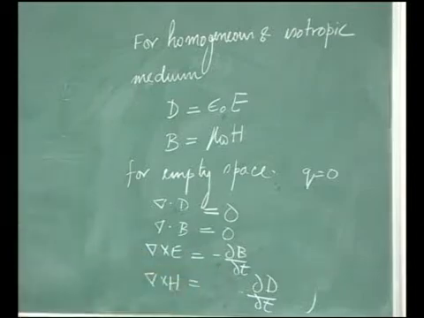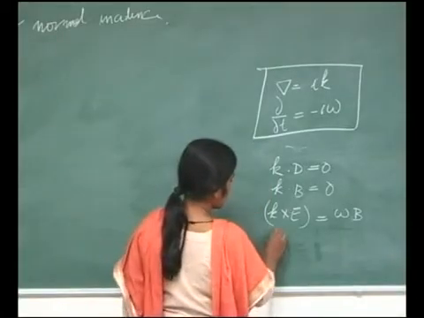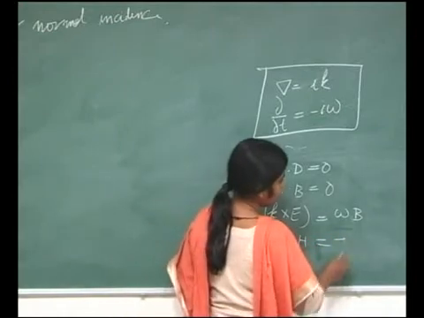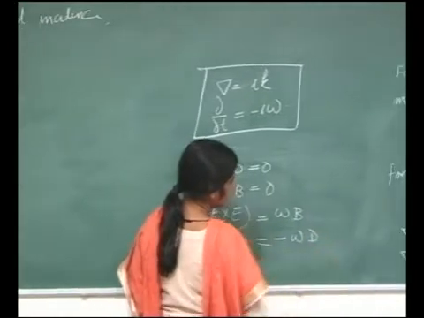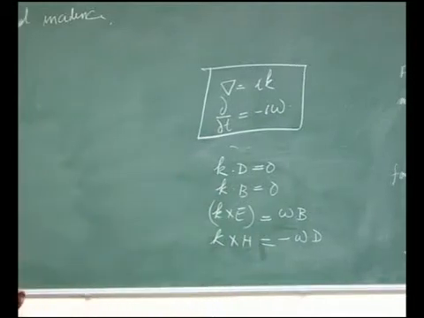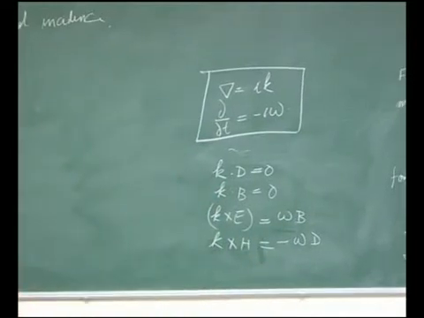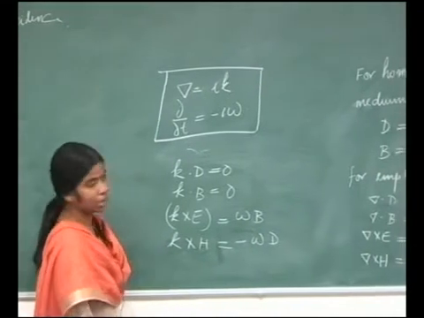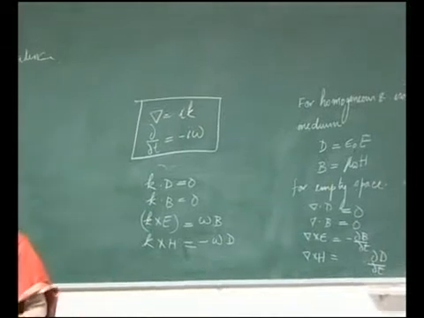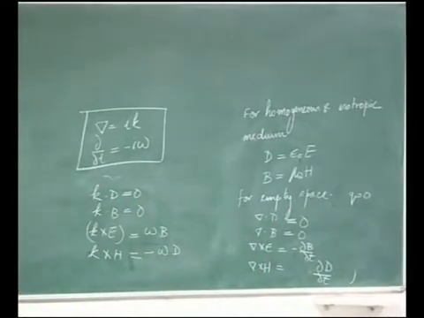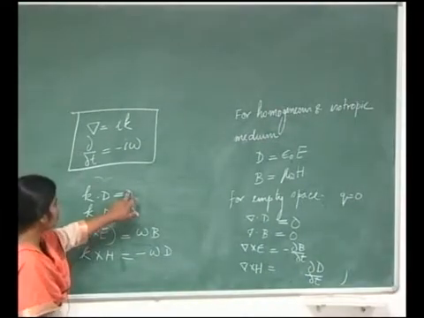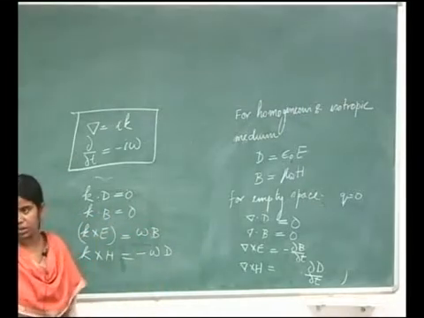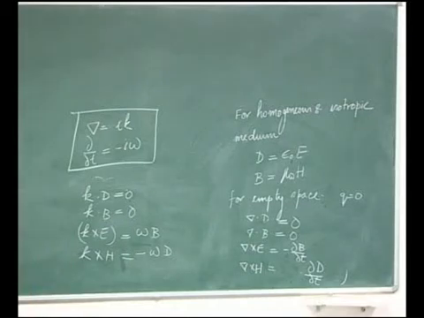So, I will have omega B, and then I have k cross H, and that will be minus omega D for free space, okay. So, this is another way of writing the Maxwell's equation. Now, you can write the Maxwell's equation even in a medium, so it will not be very different. Here it will be rho in that case, and here I will get J minus omega D, okay.